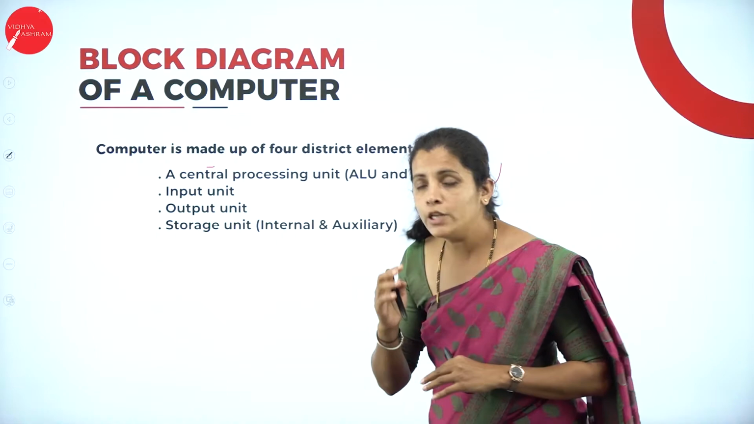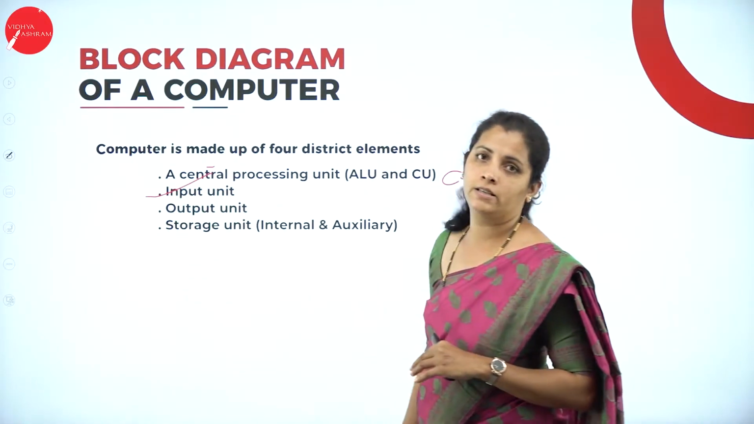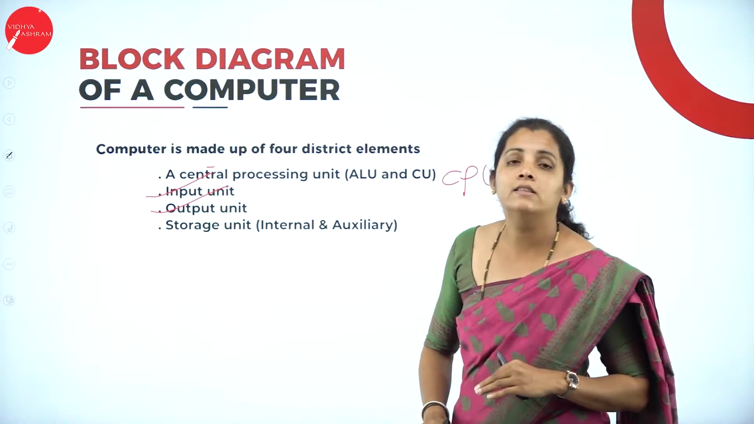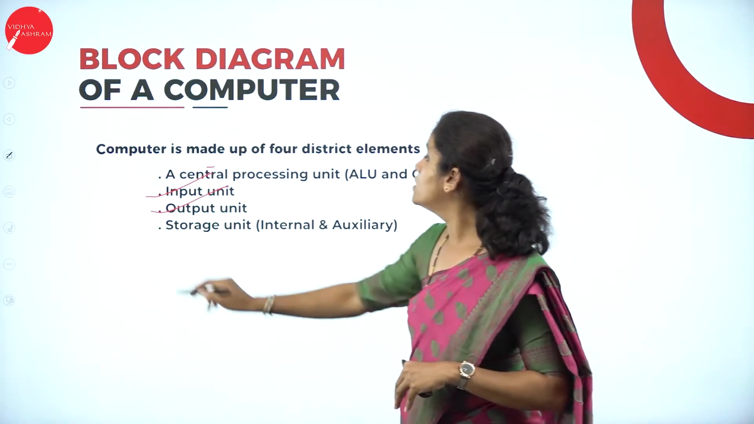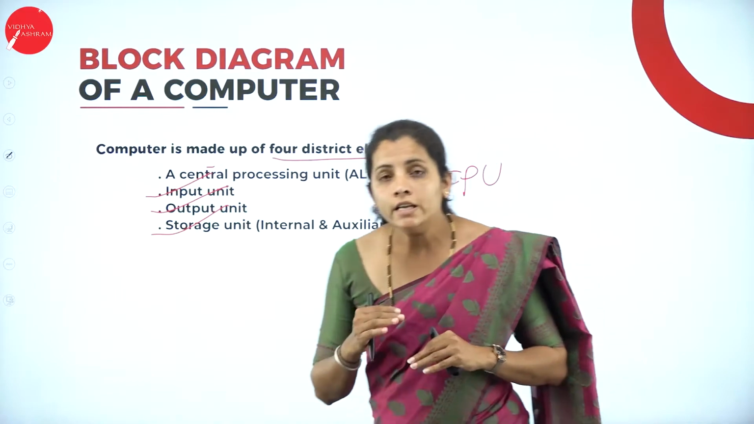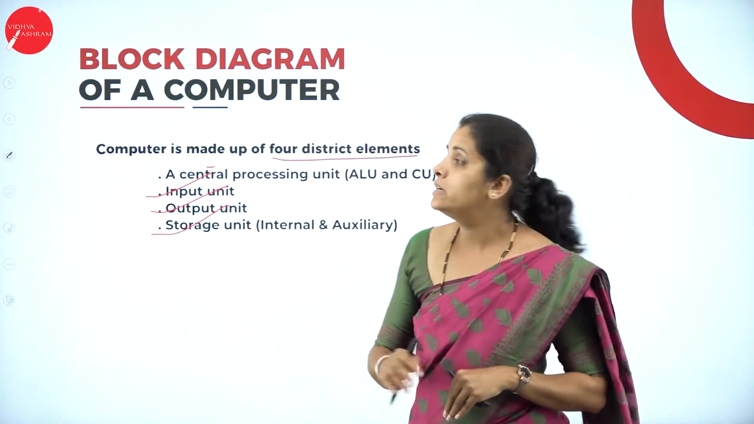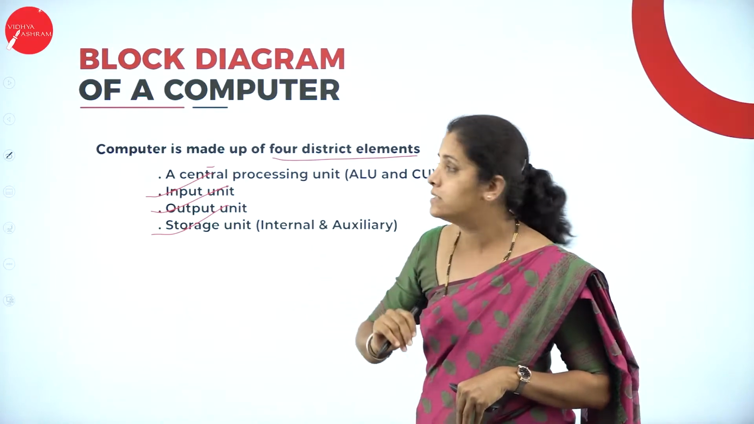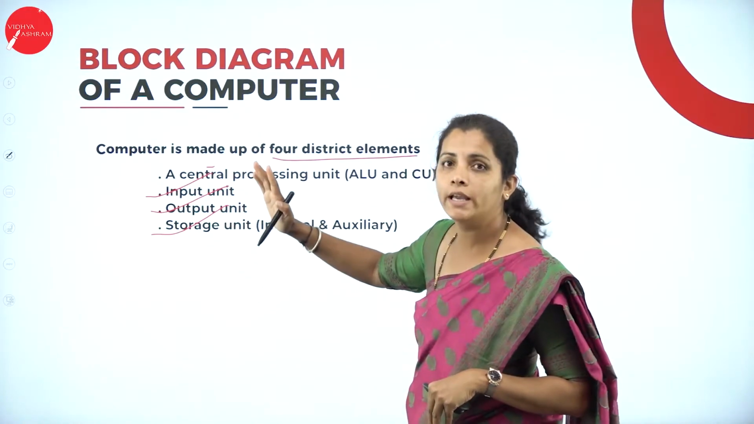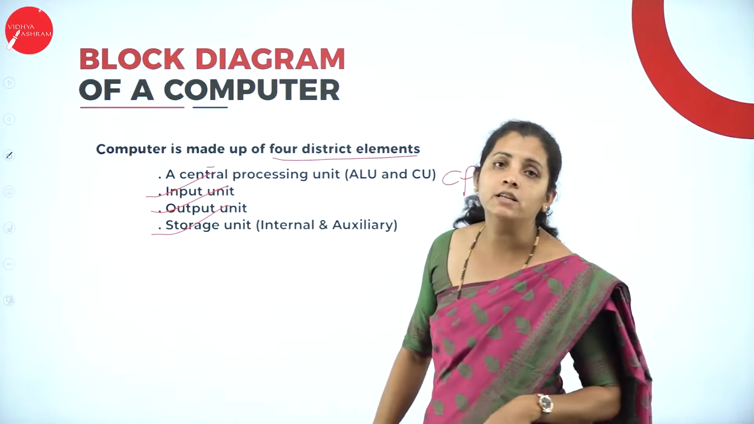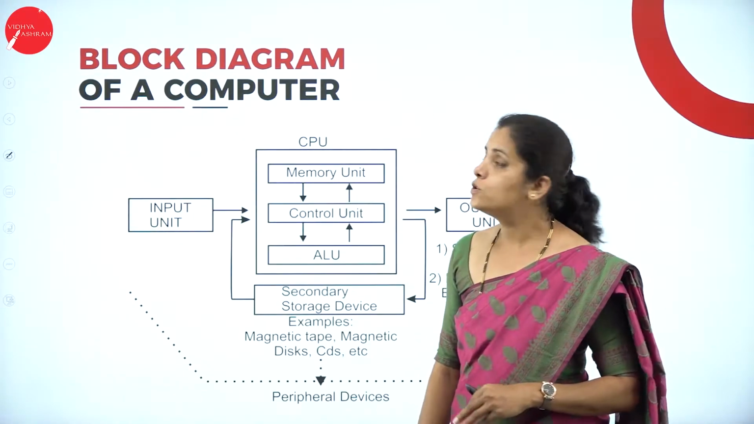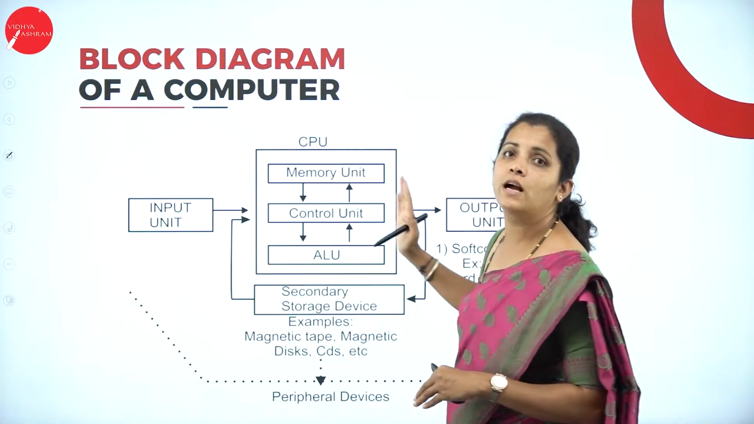The second unit is the input unit. The third unit is the output unit, and the fourth unit is the storage unit. Dear students, every computer is made of 4 different elements, that is CPU, input, output, and storage unit. Moving on to the diagram, this is the block diagram of a computer.